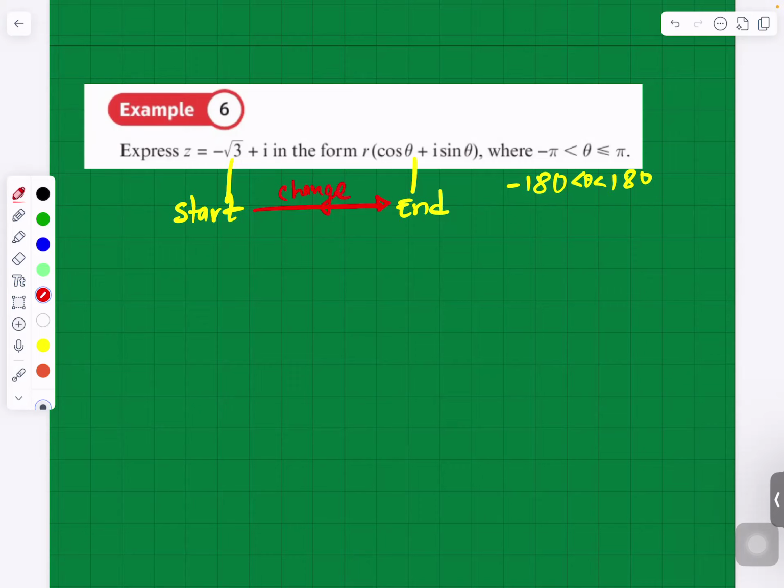To make the change, we need to find two things. We need to find r, for Romeo, and we need to find the angle theta. And then we write it in there. That will be it. To find r, which is the hypotenuse of the right angle triangle, you need to draw a diagram first.